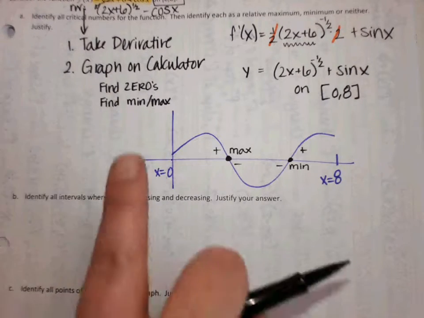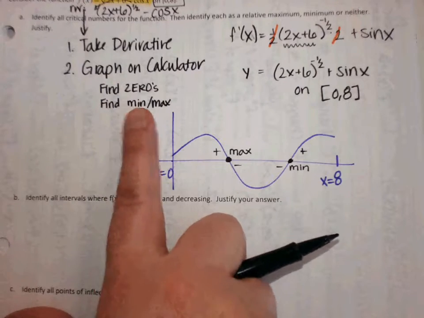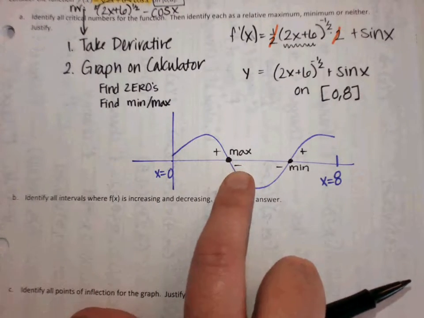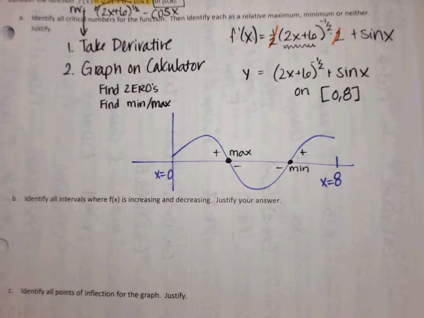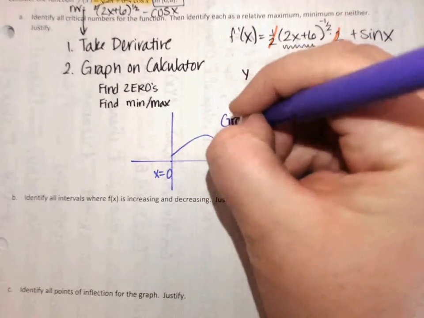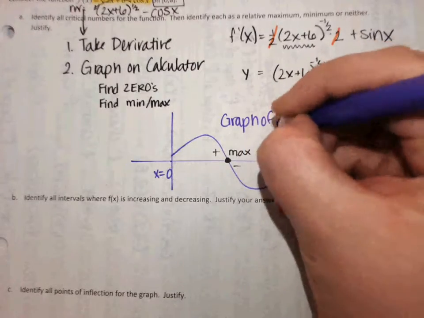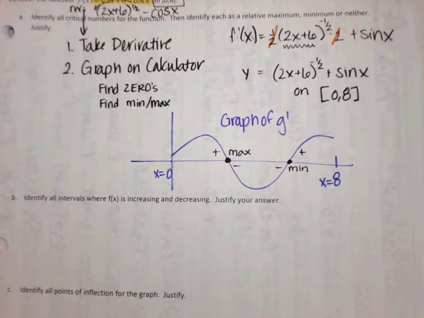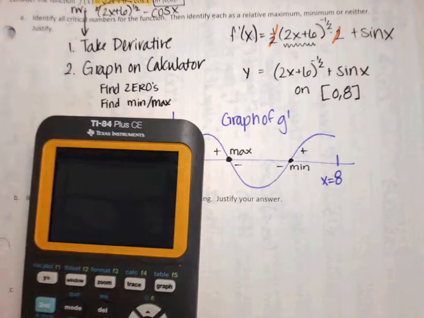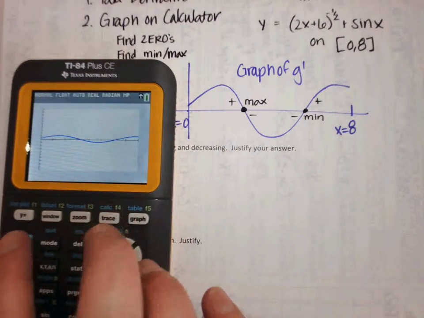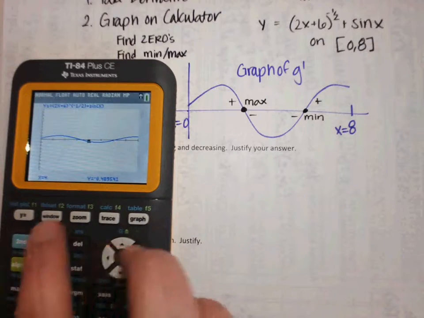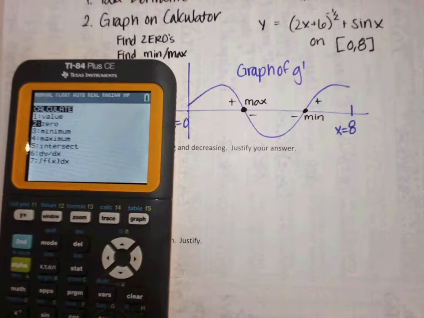Am I finding zeros or mins and maxes if this is the graph? Zeros. Remember, I'm not looking at f, I'm looking at f prime. So these are zeros for the graph of g prime. Actually, I'm going to label that on here. I'll show you how to do that if you don't know how. In the calculator, to find zeros, you push second trace, and then go down to the option that says 0.